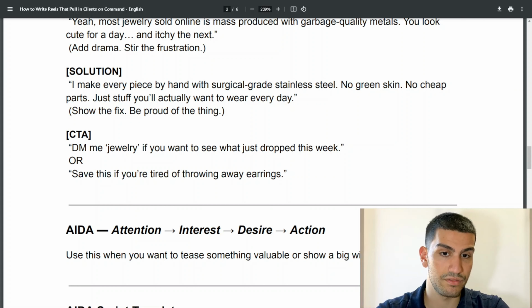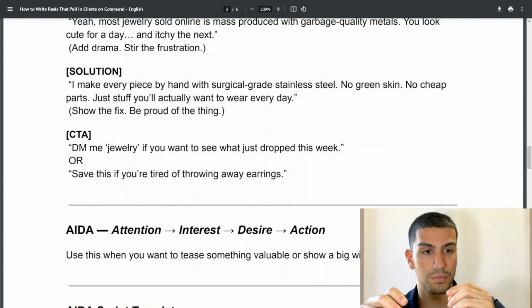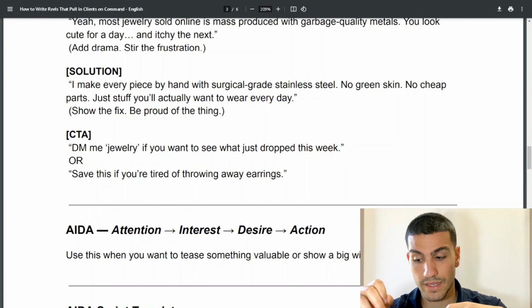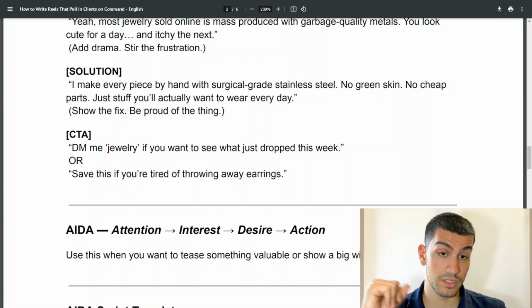Or save this if you're tired of throwing away earrings. Now, I don't like the save thing because it's not directly related to sales, but it works really good in terms of reels, algorithms, and this stuff.